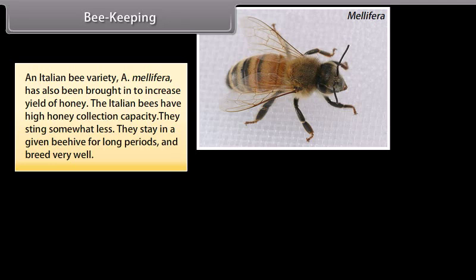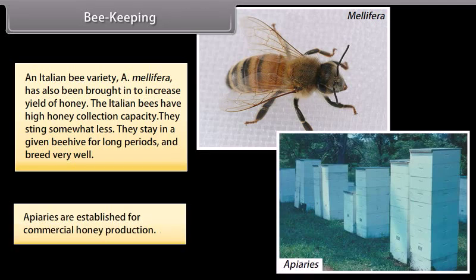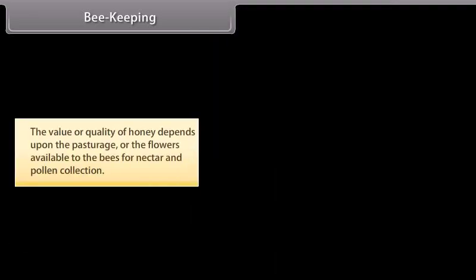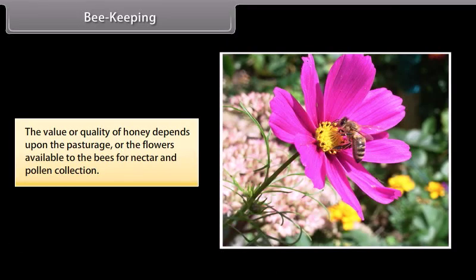The Italian bees have high honey collection capacity. They stay in a given beehive for long periods and breed very well. Apiaries are established for commercial honey production. The value or quality of honey depends on the pasturage, or the flowers available to the bees for nectar and pollen collection.